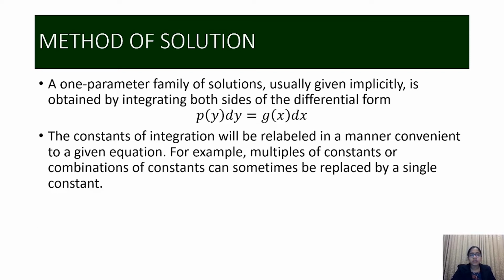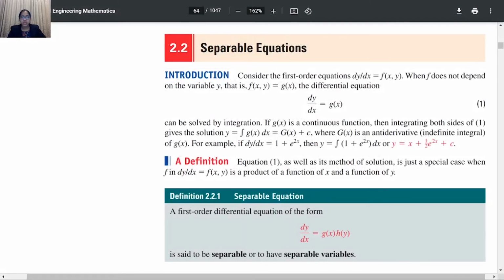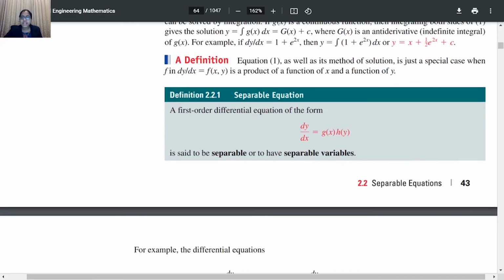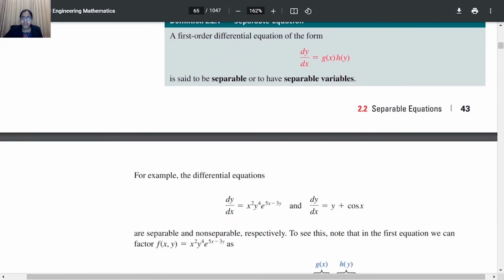So let us see a few examples which are given in your textbook. Here the definition is given to us, that's what we have just discussed. Let's see the example. The first one is dy by dx is equal to x square y raised to 4 e raised to 5x minus 3y. Okay, let's focus on this one first.